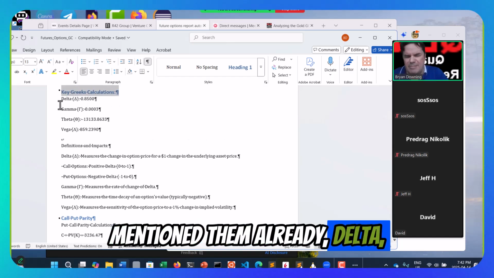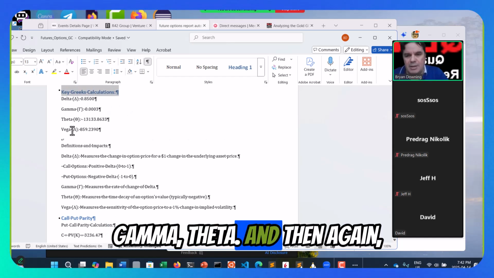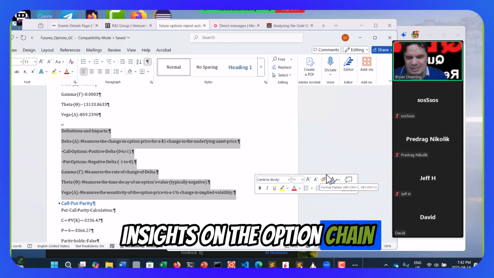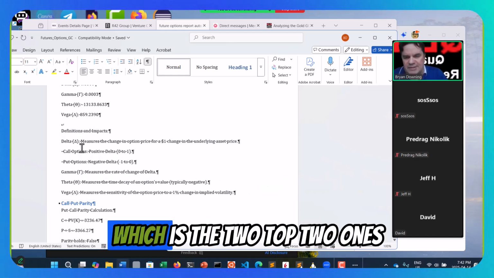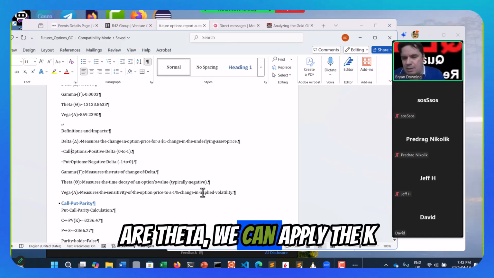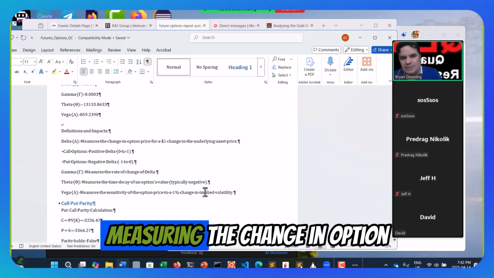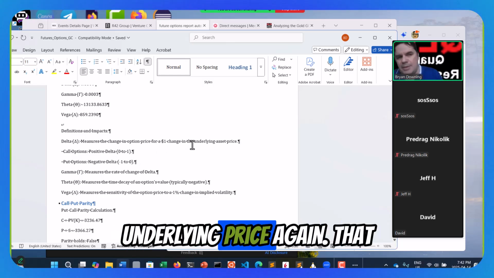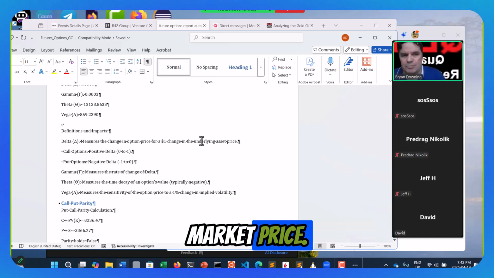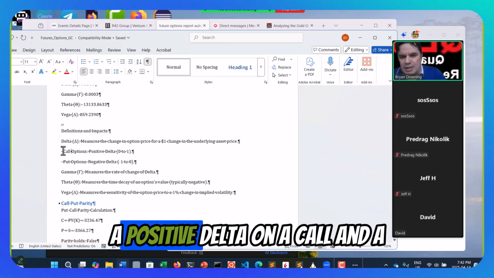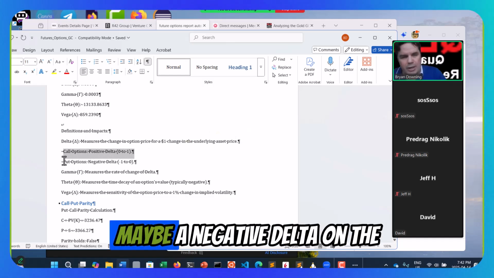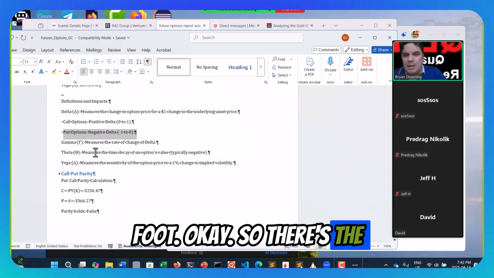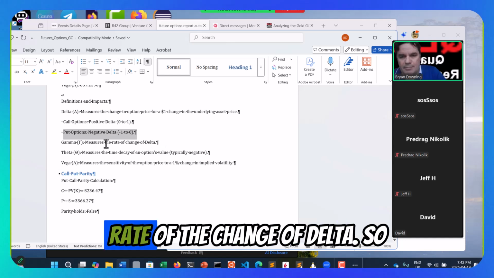All right, so then we get back into the Greek analysis on the calculations. I mentioned them already: delta, gamma, theta. Again, we can derive very interesting insights on the option chain data. Theta is the time decay, and delta measures the change in option price for every dollar in the underlying price, which again refers back to the futures market price. We're going to get a positive delta on a call and a negative delta on a put. Then there's the gamma, measuring the rate of change of delta.